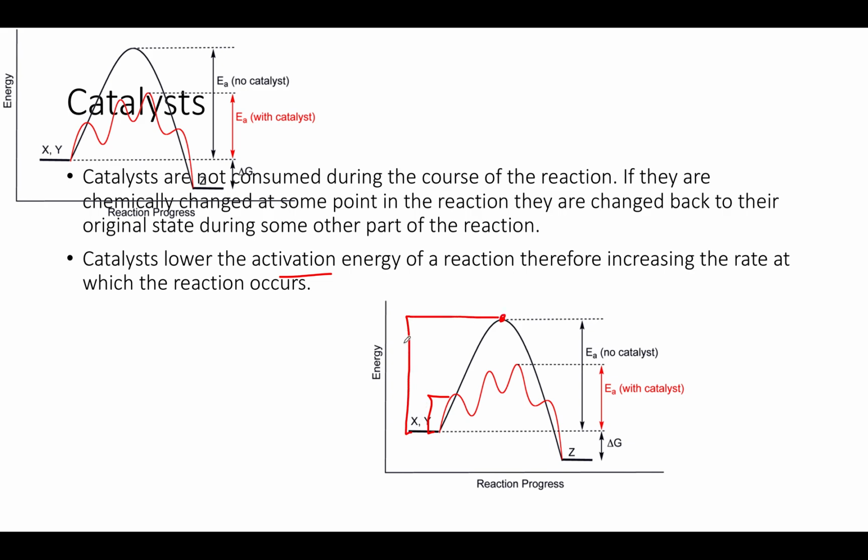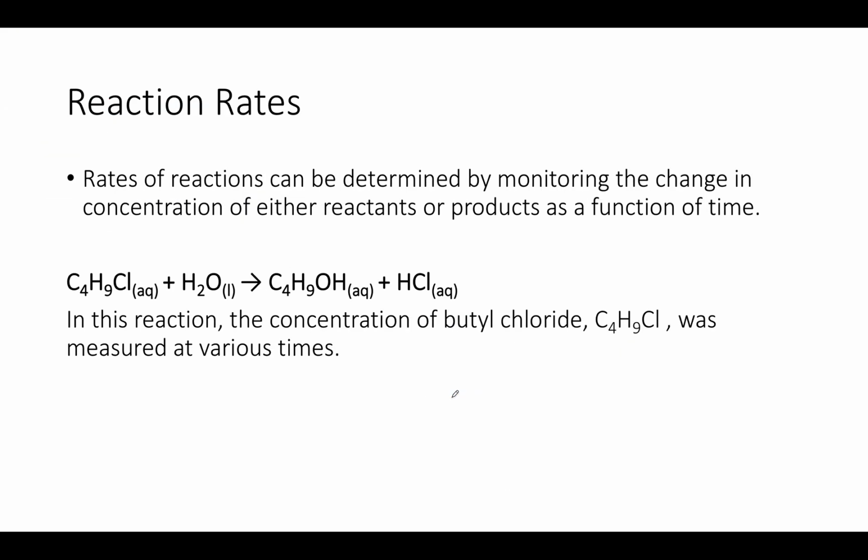It takes this long to get the reaction to occur. I'll call that X, but when you have a catalyst, it would only take this amount to occur, Y. So you're lowering the activation energy, and the reaction is going to happen more quickly. So rates of reactions can be determined by monitoring the change in the concentration of reactants or products.